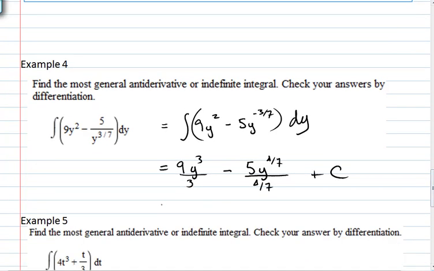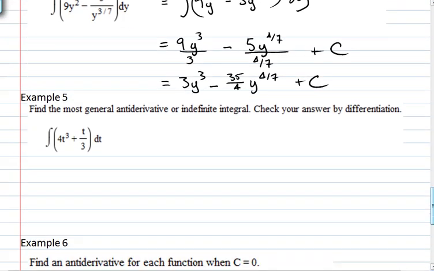Now we want to clean this up. So that's going to be 3y cubed minus 35/4 y to the 4/7 plus c. Can we check and make sure we did this right, or are we just going to trust that we did this right? Fine, but we did it right.